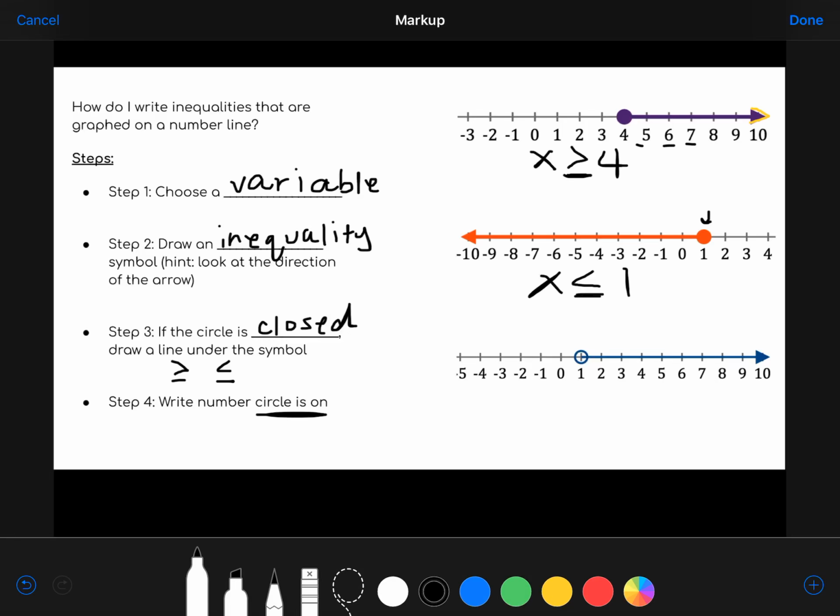And then lastly, I see we're looking at positive 1 again, so I'm going to put x. My arrow is going to the right, so it's covering all of the numbers that are greater than 1. So I'm going to put x is greater than. It's an open circle, so I do not need to put the line under here. So it's just x is greater than 1. It is numbers that are larger than 1, but it cannot be the number 1 itself.